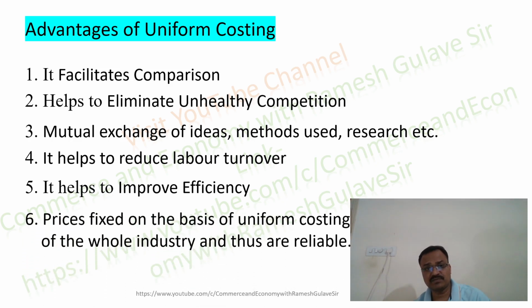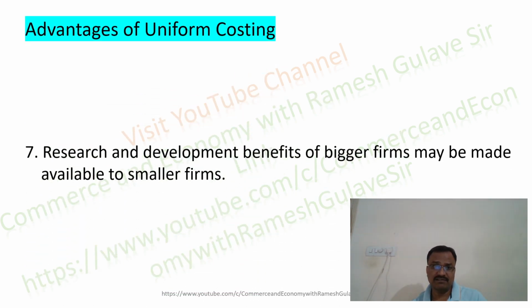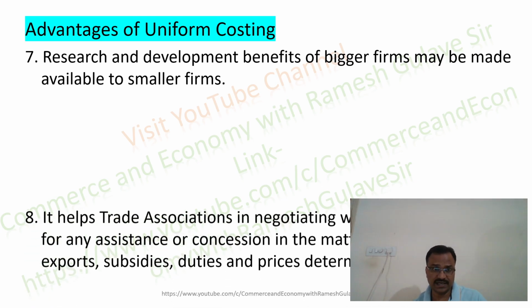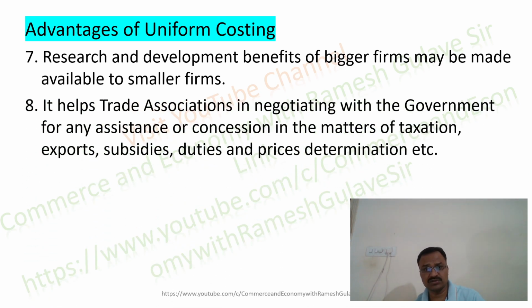The next advantage is that prices fixed on the basis of uniform costing are representative of the whole industry and thus are reliable, right? So the prices fixed through uniform costing are reliable. The next advantage says that research and development benefits of bigger firms may be made available to the smaller firms. Right. The next advantage is that it helps trade associations in negotiating with the government for any assistance or concessions in the matters of taxation, export, subsidies, duties, and price determination, etc.